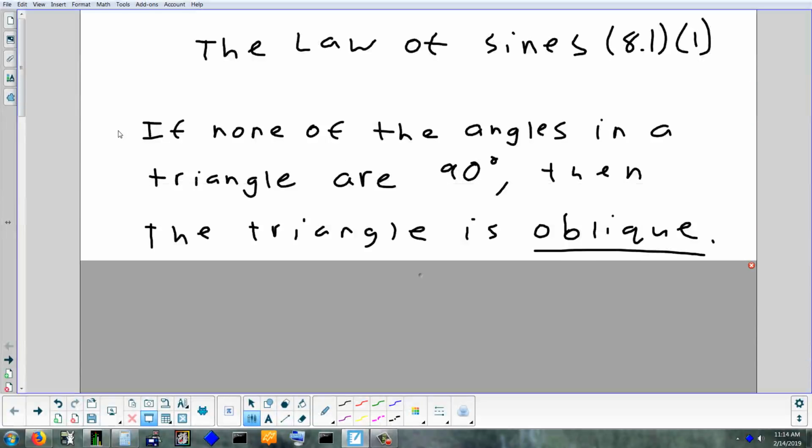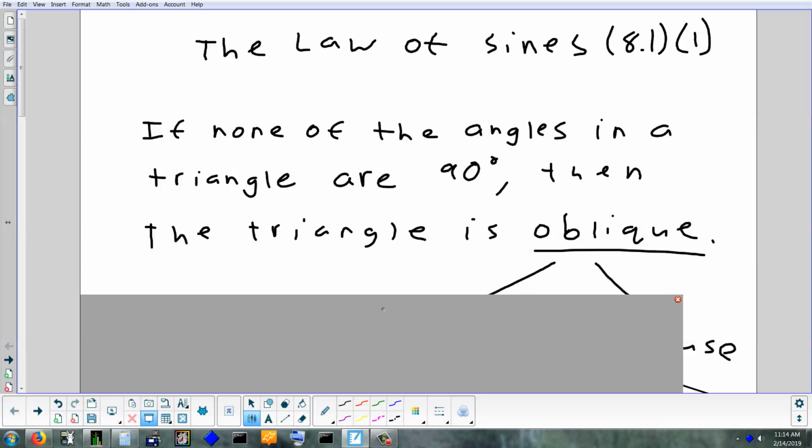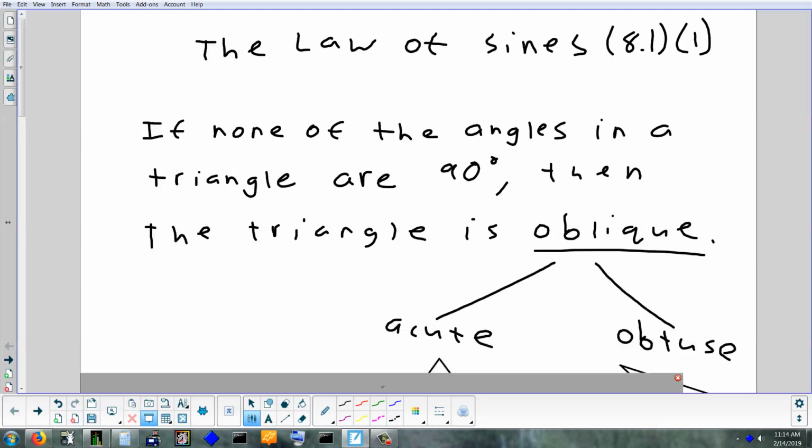You also can't use SOHCAHTOA, right? Opposite over hypotenuse, adjacent over hypotenuse. Because the only way you have a hypotenuse is if you have a 90. No 90, no hypotenuse. So the triangles that we're going to be dealing with are called oblique. There's two kinds of oblique triangles. There's acute and there's obtuse.